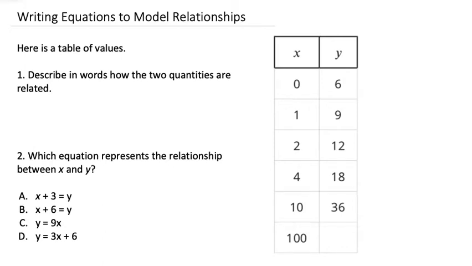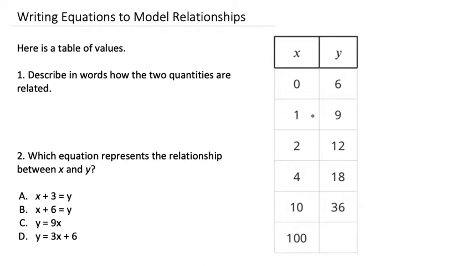In this video, we're going to talk about writing equations to model relationships. So we have a table of values here. It says to describe in words how the two quantities are related. So we might look for some patterns. One way that we might look for patterns is by looking at the relationship between x and y. Is there something that we are doing to x to get each y value?